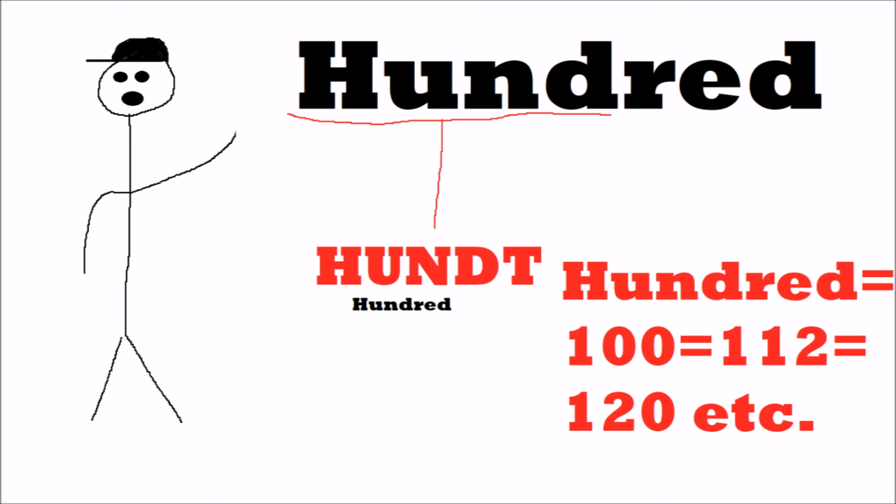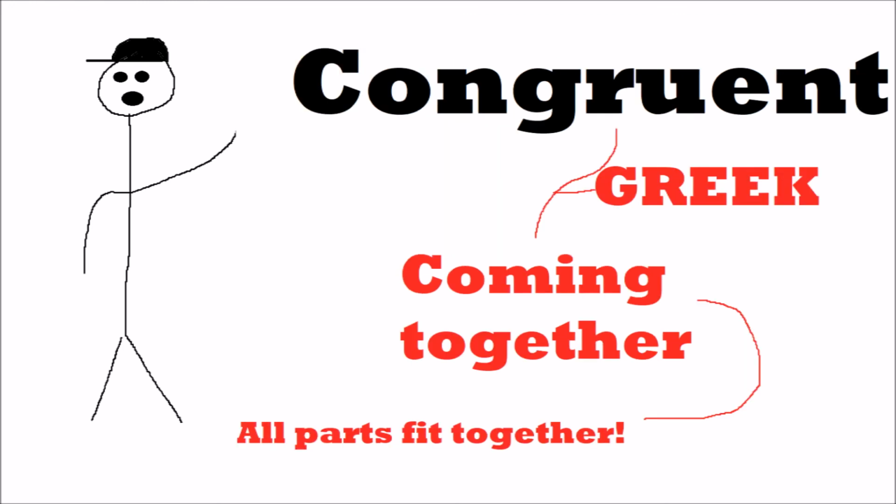Lastly, congruent. The Greek word meant coming together or working together. Whether it's applied to the geometric shape or a military unit, in both cases it means that all parts fit together and are equal.